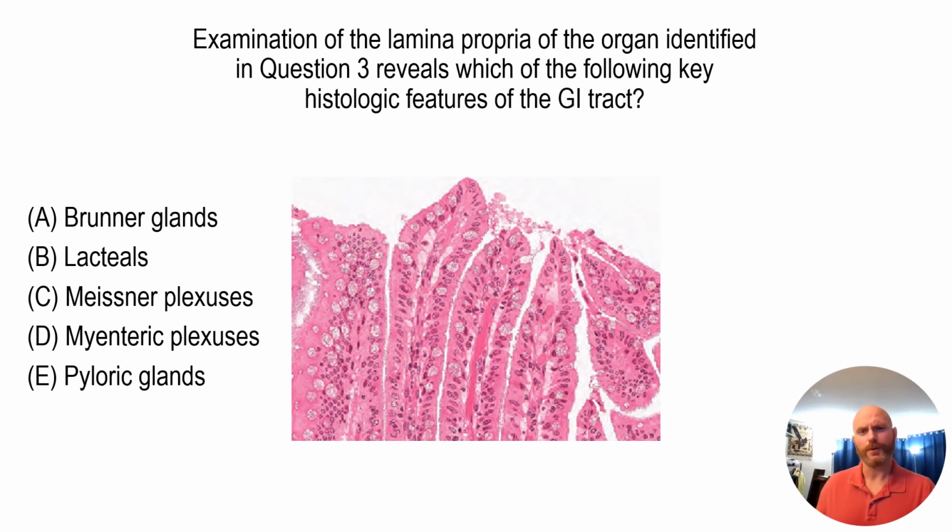This next question is a follow-on from the previous question. And it says, examination of the lamina propria of the organ identified in question 3, which we can see below, reveals which of the following key histologic features of the GI tract. What I want to focus your attention on is this area right here in the middle. So we know we're in the small intestine, and I told you that we were in the jejunum. And there are tubes of lymph in the small intestine that are responsible for absorbing lipids. And what are these tubes of lymph called? Lacteals.